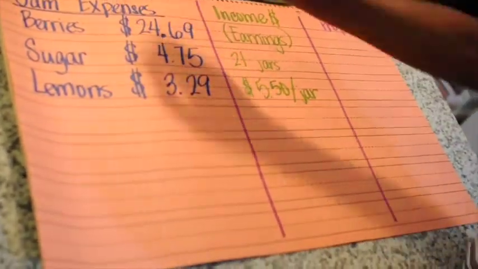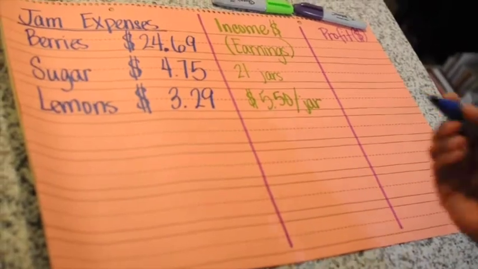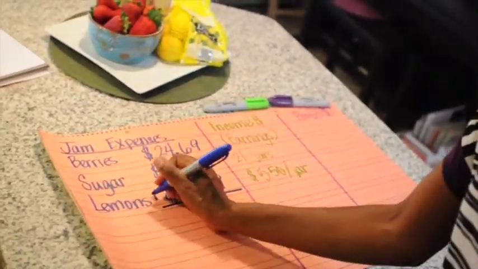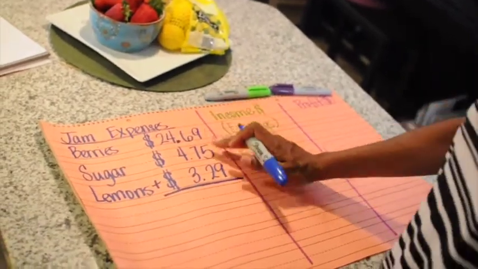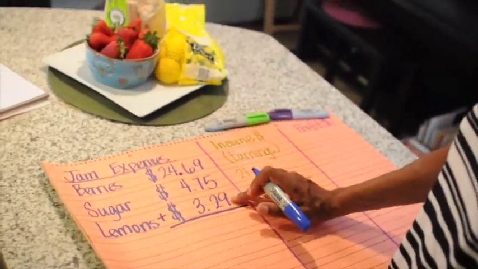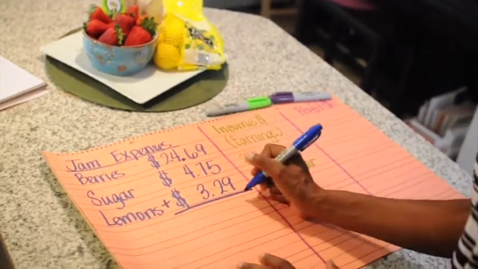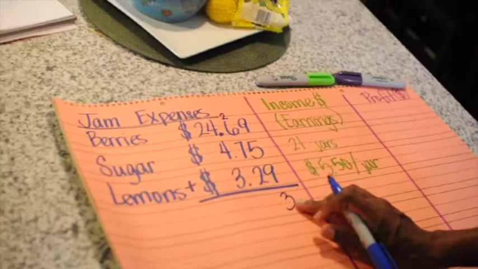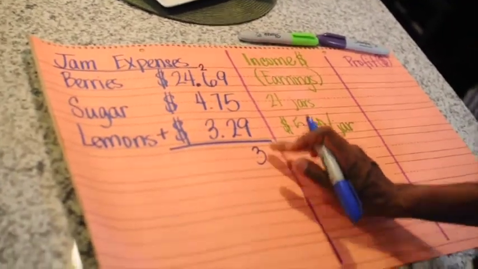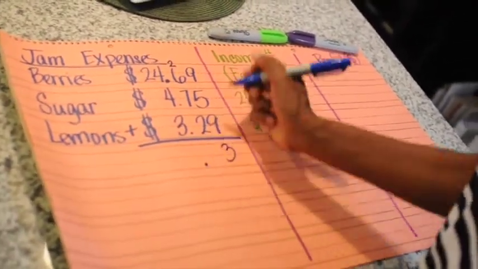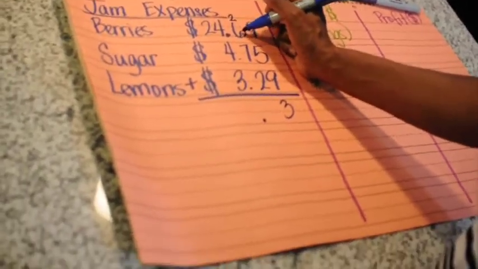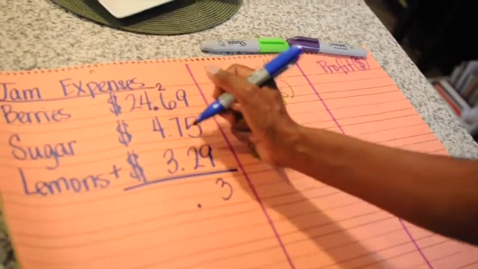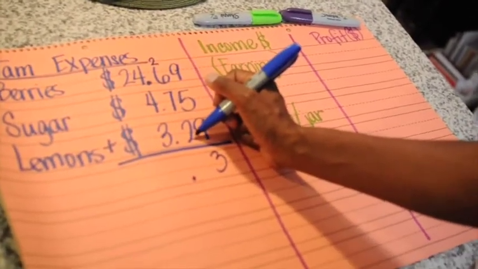So the first thing I want to do is add up all of my expenses. Okay, so I'm going to just add these values up. 9 plus 5 is 14, and then 14 plus another 9 would be 23. I'll write my 3 down here, this is the hundredths place, and carry my 2. 2 plus 6 is 8. 8 plus 7 would be 15. 15 plus 2 would be 17.